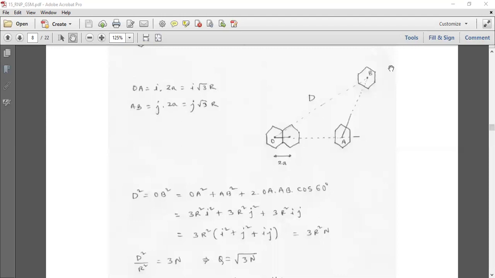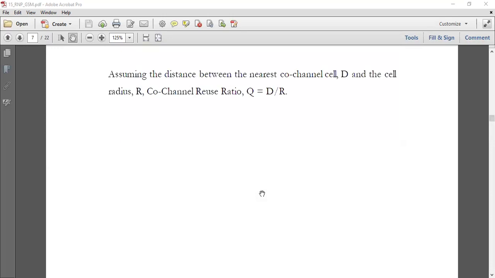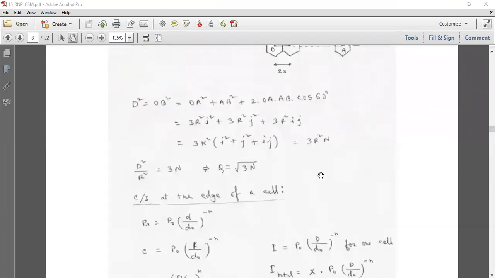So in this case, our D can be calculated this way: OB square equals OA square plus AB square plus 2 OA AB cos 60 degrees. So from which, as you put these values, you get 3R square times I square plus J square plus IJ. But for this part, we have cluster size N. So it is 3R square N, or D square by R square is equal to 3N.